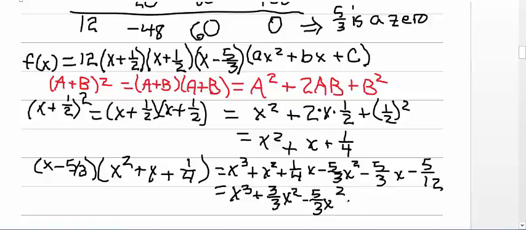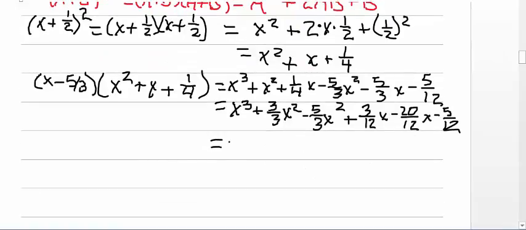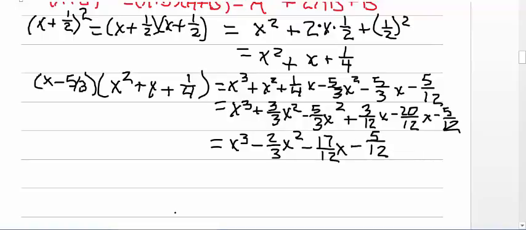I need to write x squared as 3 over 3 x squared, since I'm combining that with a negative 5/3 x squared. I need to write 1/4 x as 3/12 x, and negative 5/3 x as negative 20 over 12 x. And I'll combine the like terms, and I get x cubed minus 2/3 x squared minus 17 over 12 x minus 5/12.